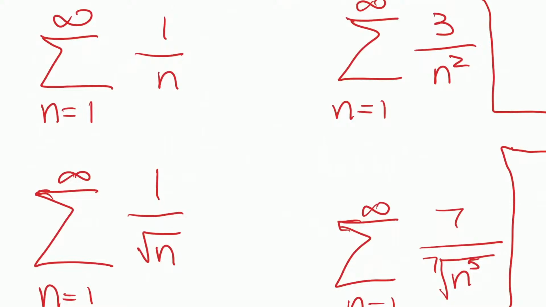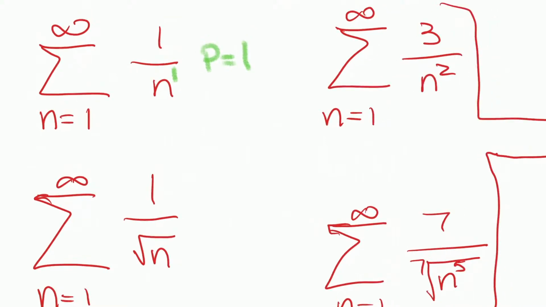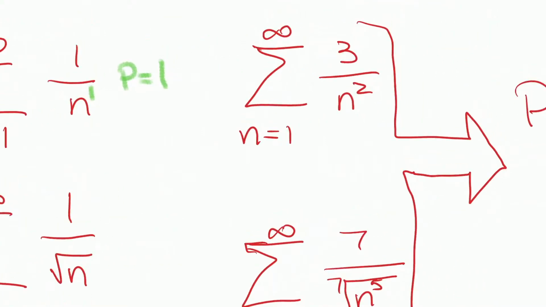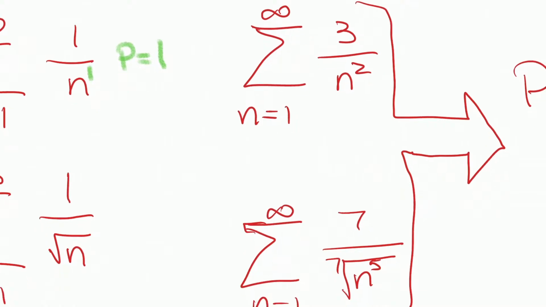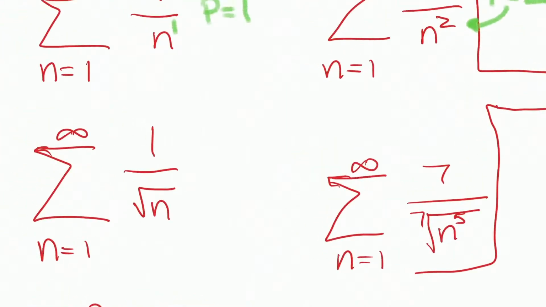So over here, this one is a p-series because you have n to the first power, and so p equals 1. Okay, so your job is to tell me what the value of p is for each one of these. What about this one? I'll do the second one for you. See how kind I am? This is 3 over n squared. Oh, p is equal to 2. How about that? That was easy. You get to do the hard ones.